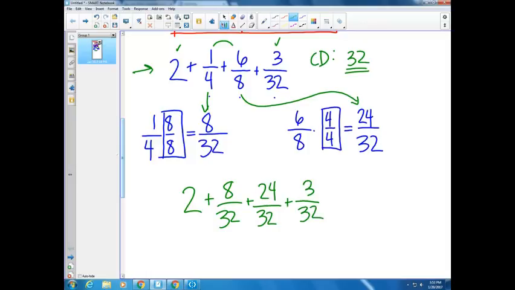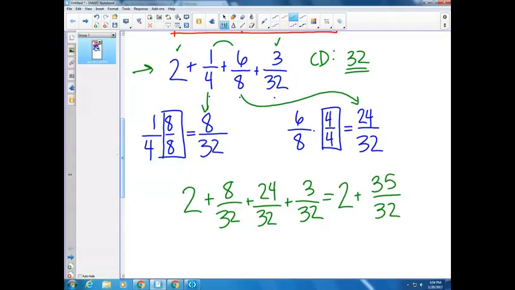So now I see I have common denominators. I can add my numerators. So I'm going to keep, don't forget this whole number out front. That's very important. We have 2 plus something over 32. So 8 plus 24 is 32 plus 3 more will get us to 35.